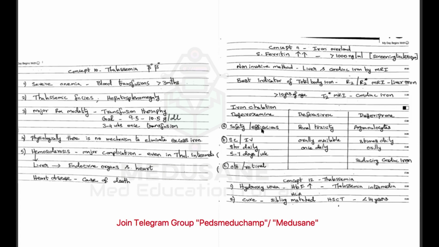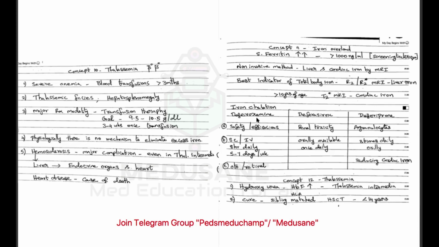And iron chelation, so remember you have 3 drugs: deferoxamine, deferasirox, deferiprone. Okay, we have only 10 minutes more, we'll go fast. So which is safe? Deferoxamine is going to be safe and efficacious. Deferasirox has renal toxicity. Deferiprone has agranulocytosis. So this is the side effect profile you should understand.